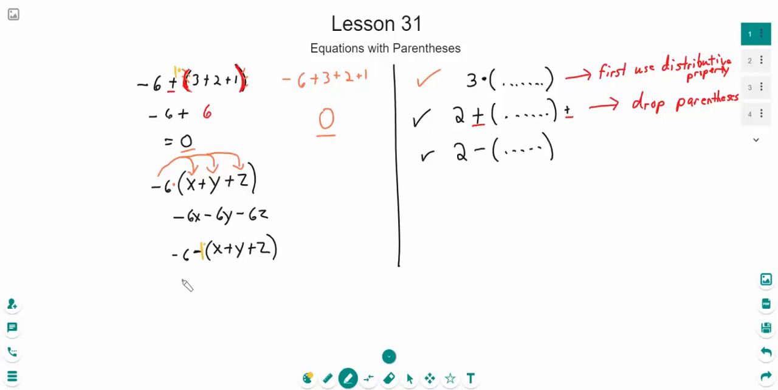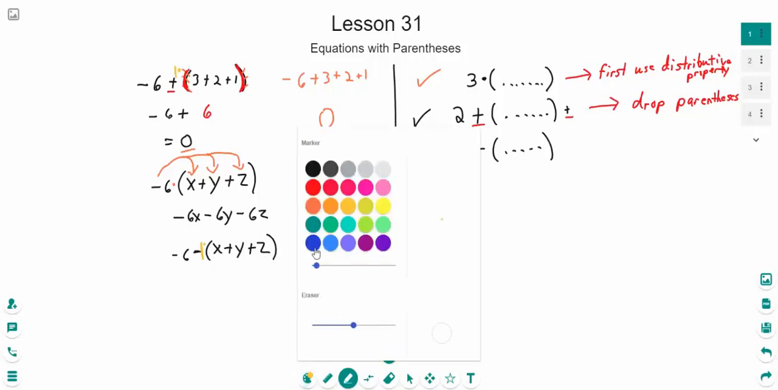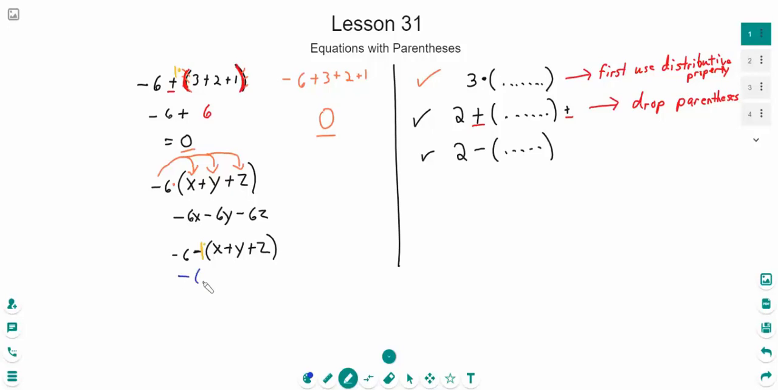Okay, so this would become then, maybe we'll do it a different color, -6, we just pulled that right down, and then this minus set of parentheses, well, we can lose the parentheses, but we have to change all the signs for all these terms inside. So this is a positive x right here, right? We're going to change that into a negative x. And notice I lost my parenthesis.